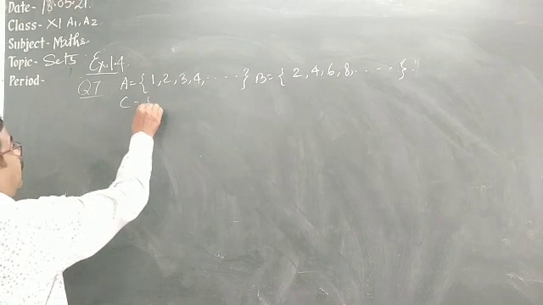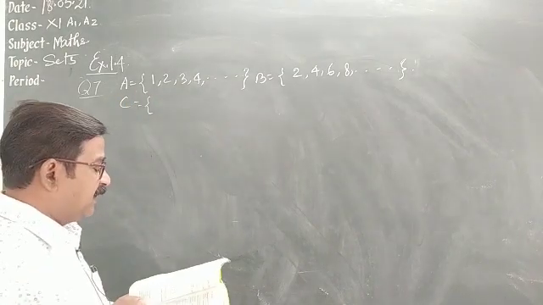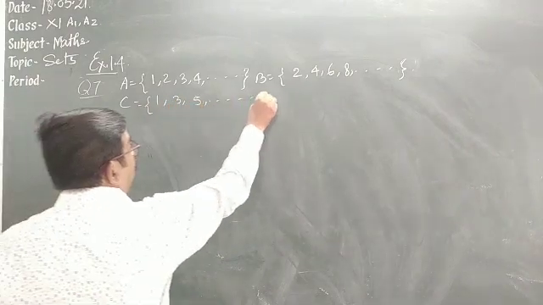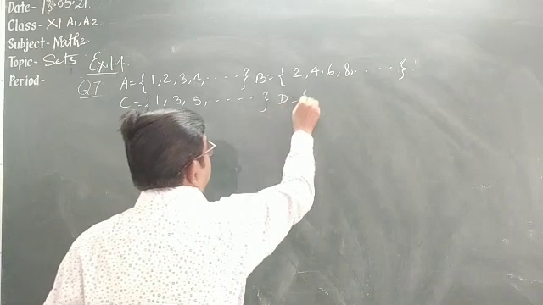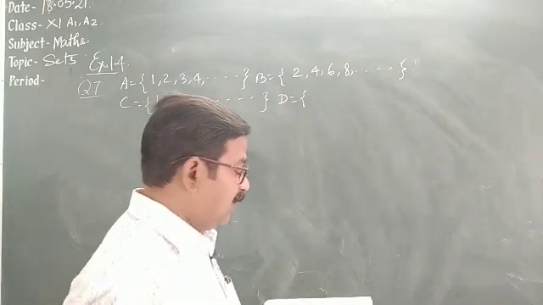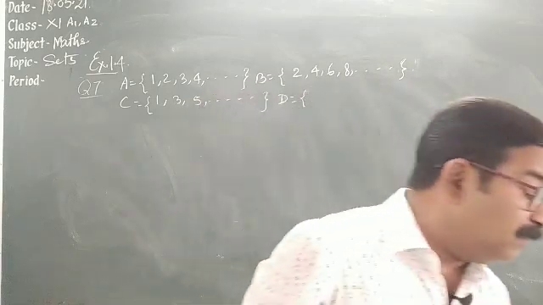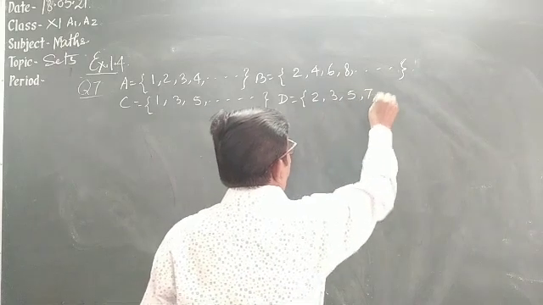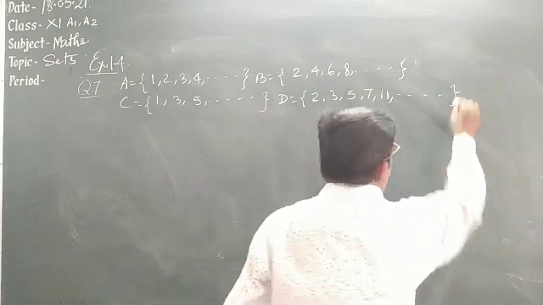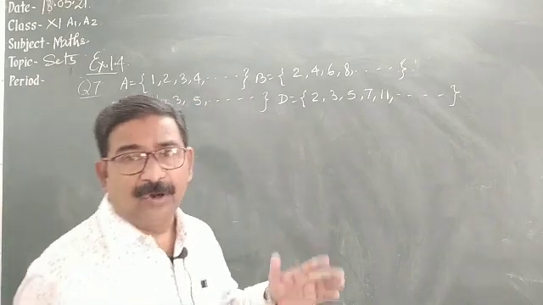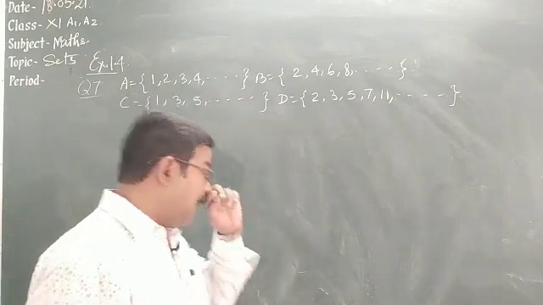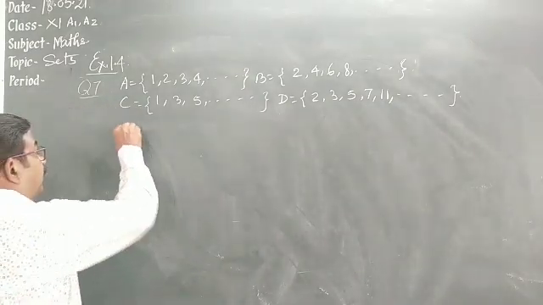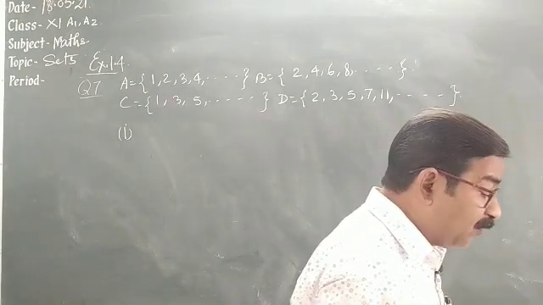Set C is given as x such that x is an odd natural number. We have 1, 3, 5, and so on. And set D is given as x such that x is a prime number. So we have 2, 3, 5, 7, 11 and so on. So we have written all the sets in roster form, and after that we have to find different operations.